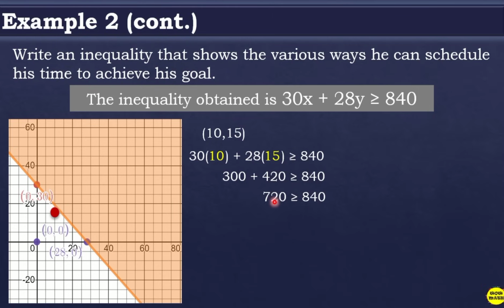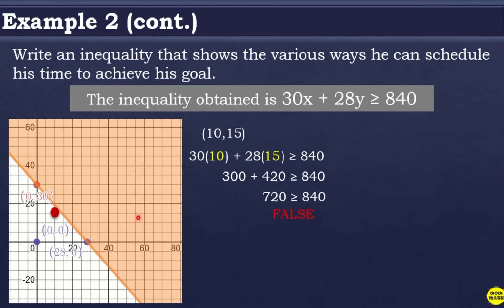No, hindi ito mas mataas. So, this is a false statement. Okay? So, as you can see, sa graph nakikita mo, kaya mas okay na i-graph natin siya. Makikita mo kagad kung part siya ng solution or not. So, ibig sabihin, hindi siya pwedeng mag-work ng 10 hours dun sa first job at 15 hours sa second job. Bakit? Hindi siya makakapag-earn ng minimum of 840 pesos per week. Kita naman po sa ating graph na nasa outside siya ng ating shaded region. So, ibig sabihin, hindi siya part ng solution.